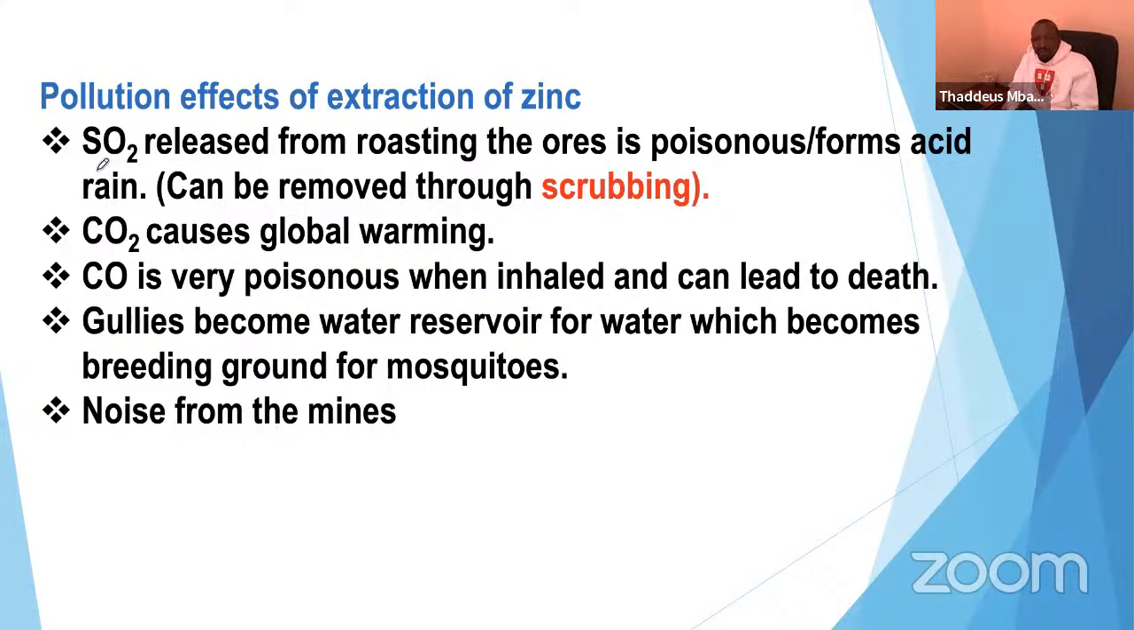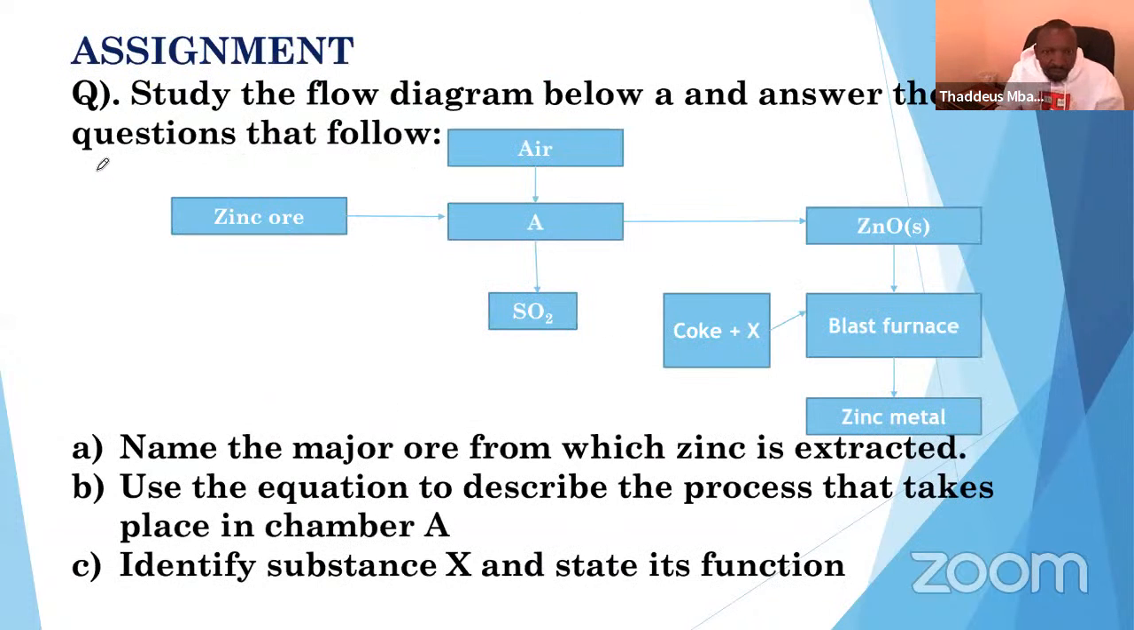Even in the extraction of aluminum, remember, the anode has to be replaced from time to time. In the extraction of sodium, the pollution effect is chlorine gas, which is poisonous. Do we understand? Remember, summarize the pollution effects caused by the extraction of metals.